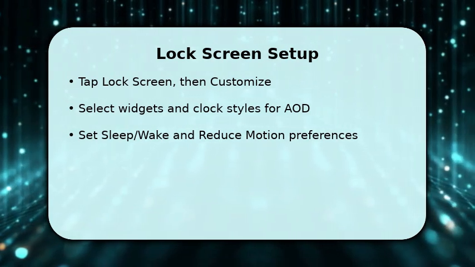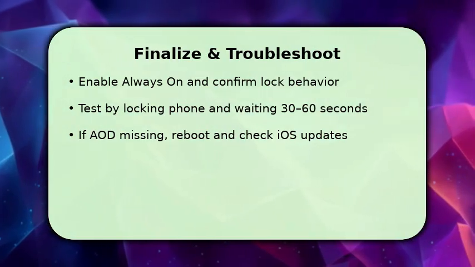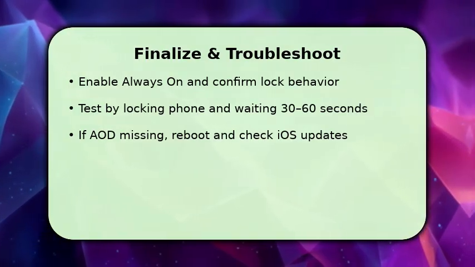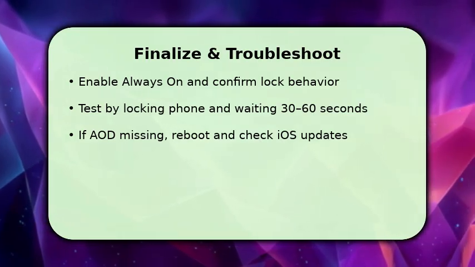After customization, enable always-on in display and brightness and lock your iPhone to verify behavior. You should see a simplified lock screen that stays faintly lit. Test by waiting 30 to 60 seconds to confirm persistent info.